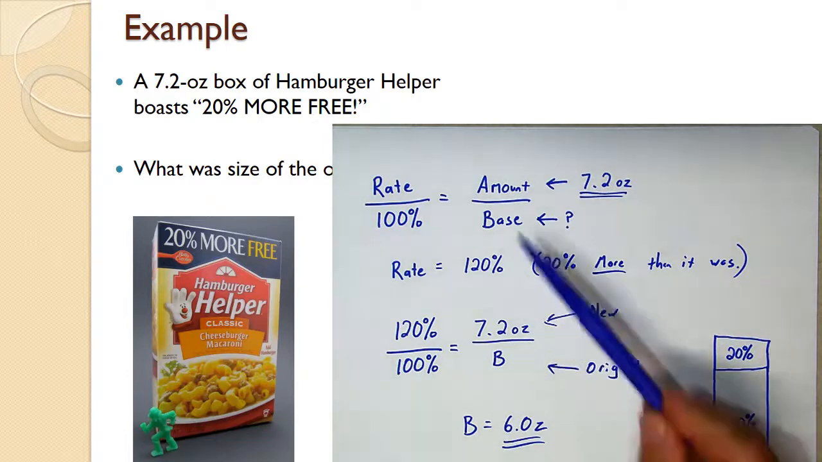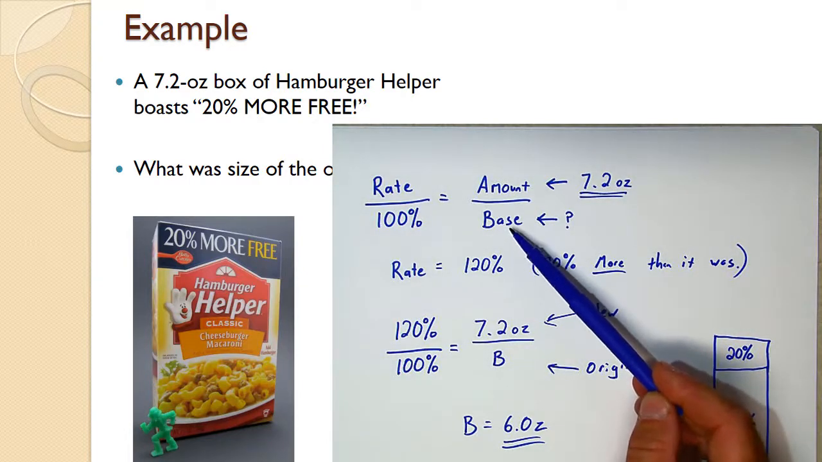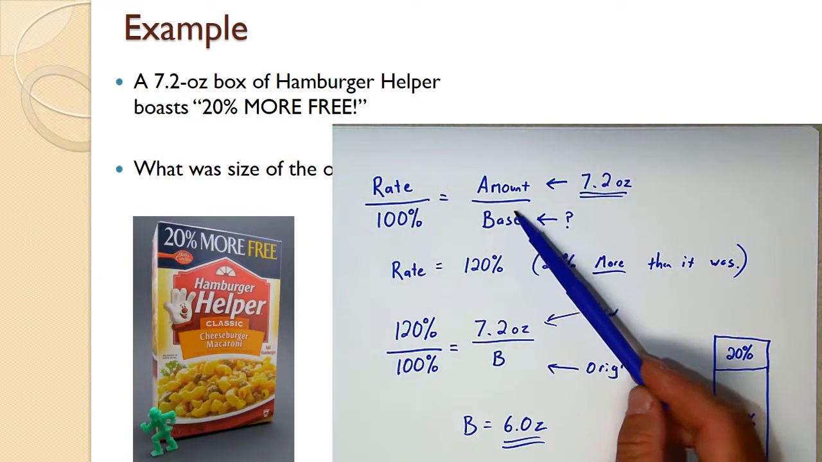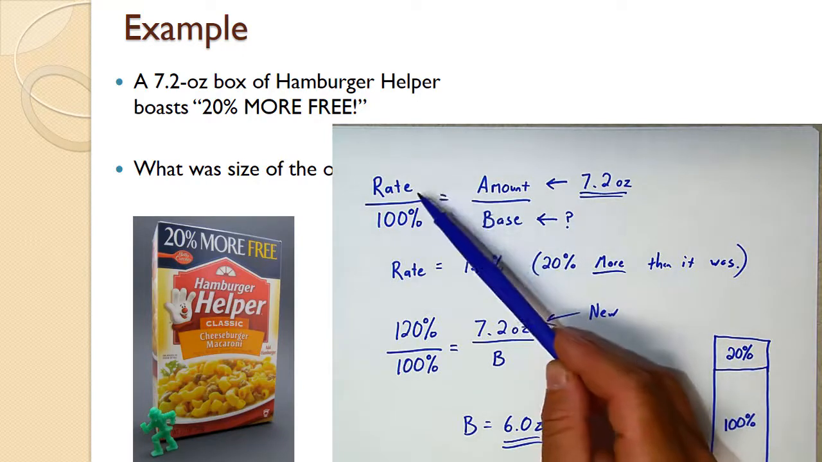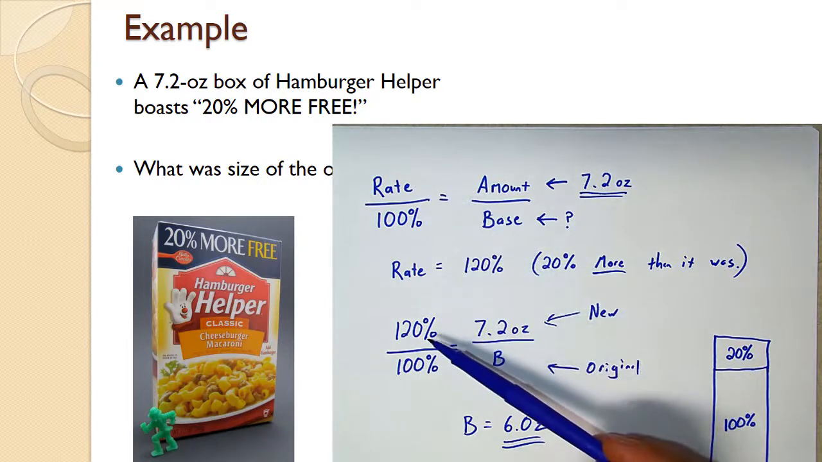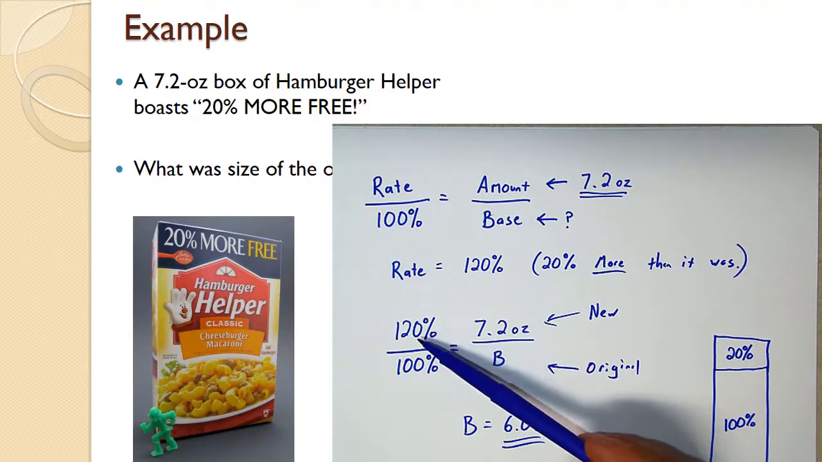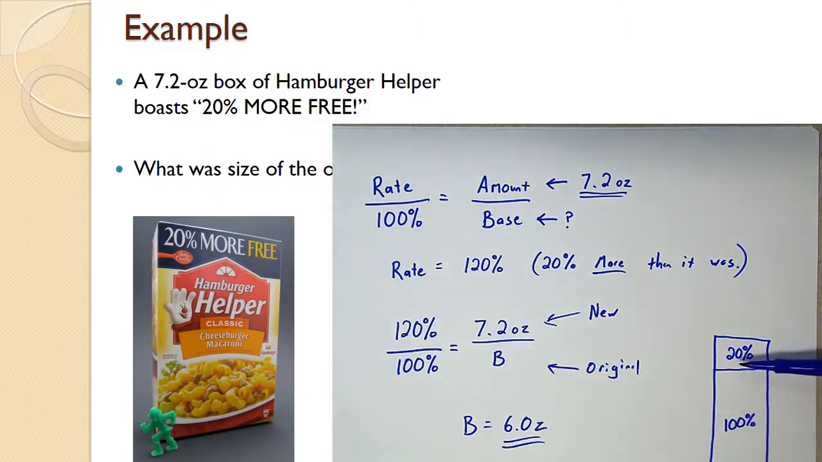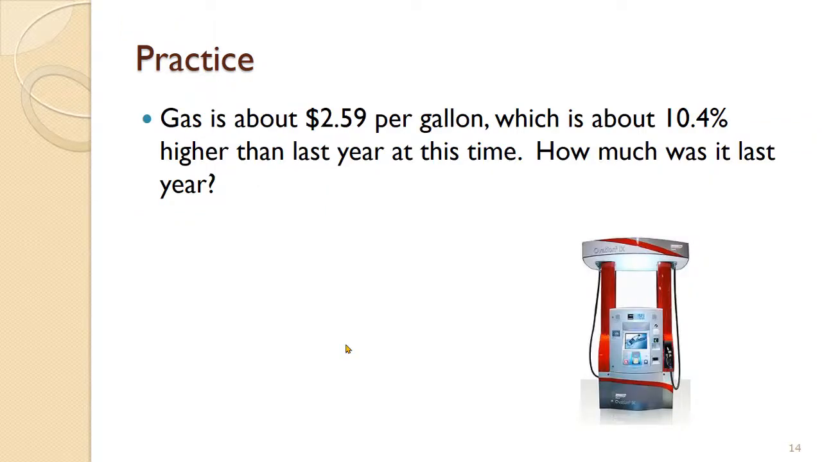Problems like this where the base is unknown are tricky. We're going to look at some more of those, but anytime your base is unknown, be very careful about how you choose your rate. Here we had to call it 120% and not just 20% because we were getting 20% more than we originally were. Okay, this is a similar problem. Gas is about $2.59 per gallon, and that's about 10.4% higher than it was last year at this time. So my question is, how much was it last year?